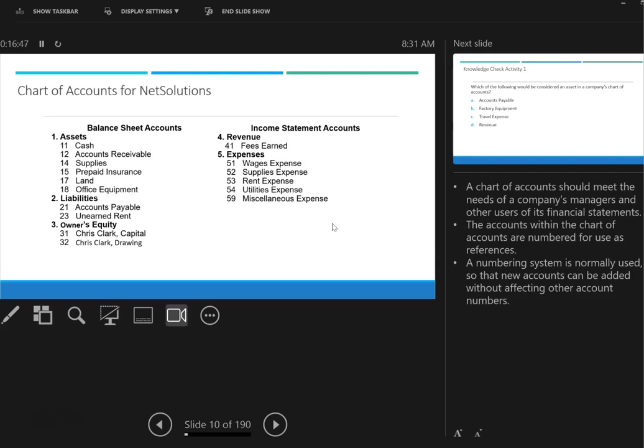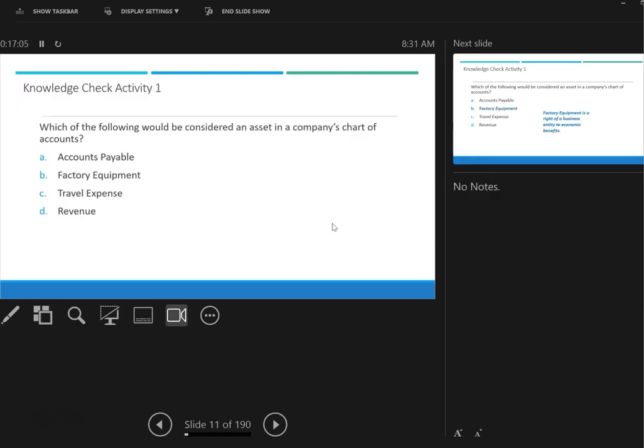So this is the chart of accounts for Net Solutions. This is what meets the needs of Net Solutions. These accounts are numbered for use as references, and we normally use a numbering system to record each account.